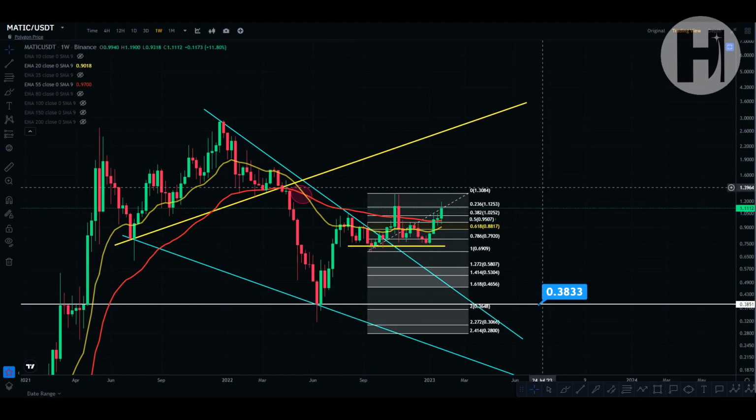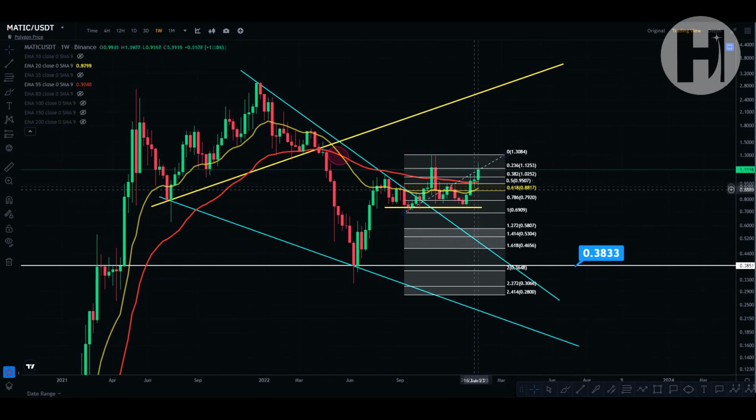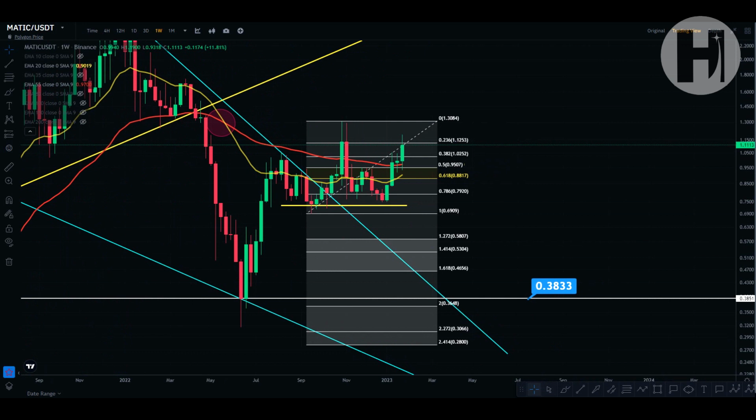Jumping into the weekly chart, as you can see, we are above the 20 EMA, which is pretty good. We're also above the 55 EMA. We do have a bit of a different Fibonacci retracement here. As you know, I like to have different charts or different indicators on different charts and different Fibonacci retracements. So we have the swing high in October 22, and we have the swing low in September last year.